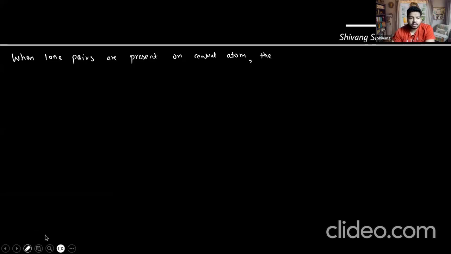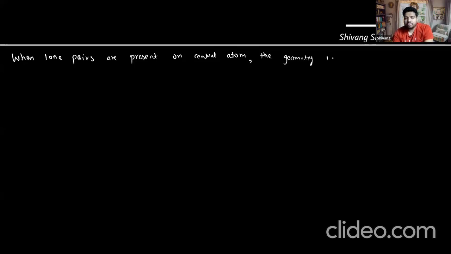So when lone pairs are present on the central atom, the electron geometry is the same thing we have discussed here. It decides how the structure, the shape, should look.